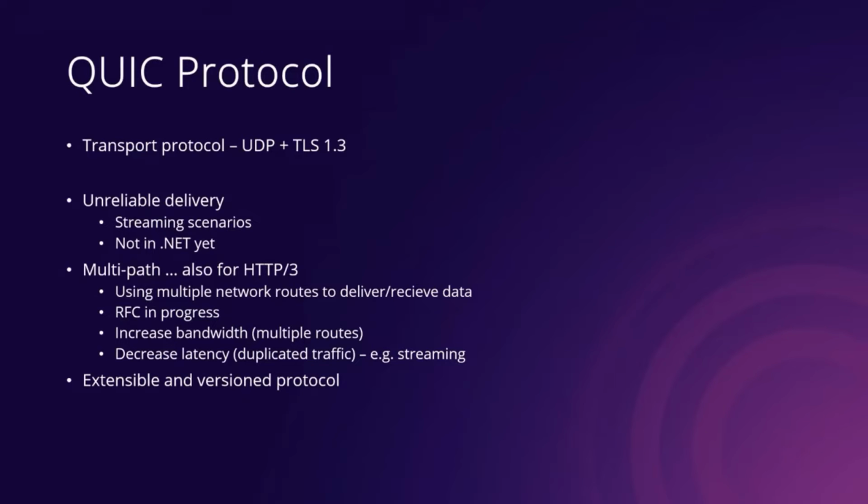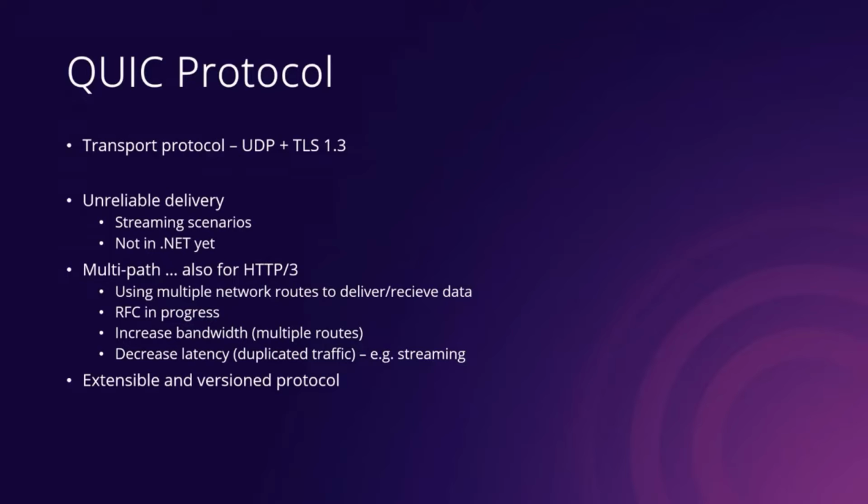Let's look at the QUIC protocol. So far, we have been talking about HTTP3, which is built on top of that. As I mentioned, this is a transport protocol, in HTTP3 replacing TCP, so UDP plus TLS 1.3. It has unreliable delivery as a feature that's not bubbled up into HTTP3. Imagine streaming scenarios, you stream video, and something is lost, you don't want to retrieve that, you just deal with this lossy stuff, or audio and video calls and that stuff. That's not supported in .NET yet, something we're going to look into in the future.